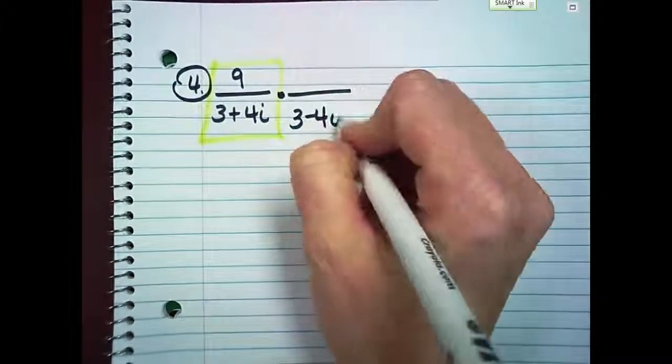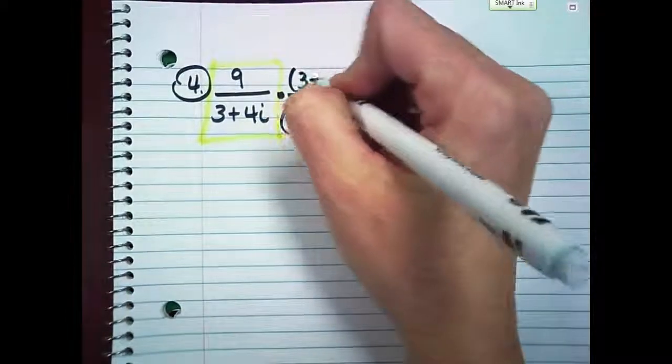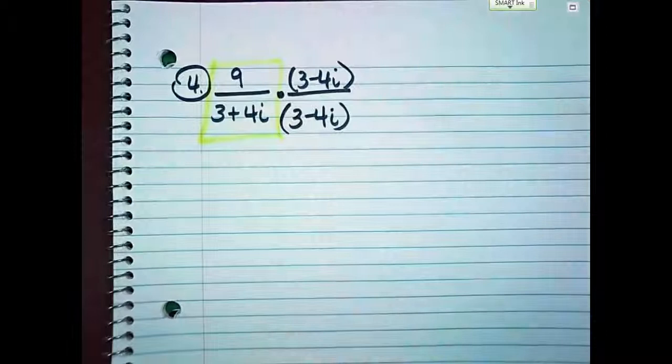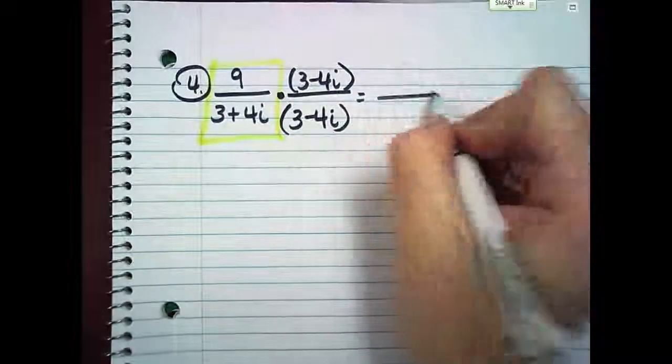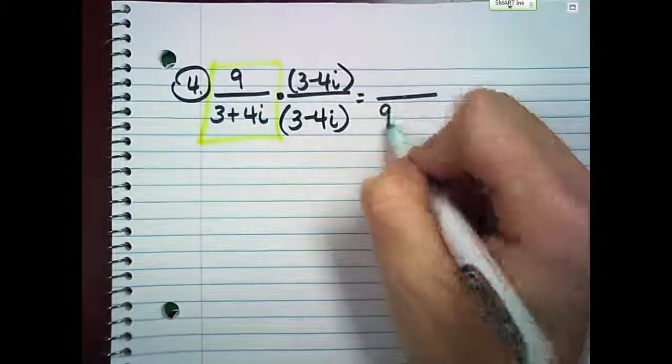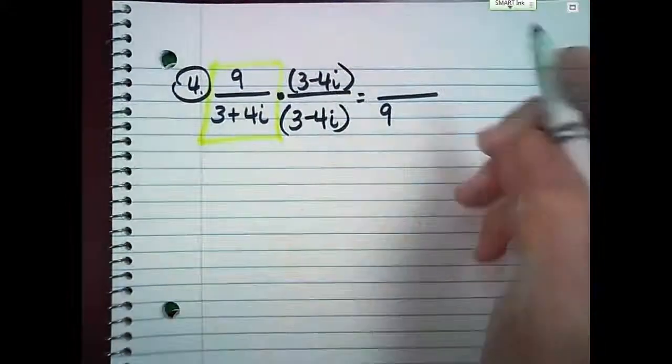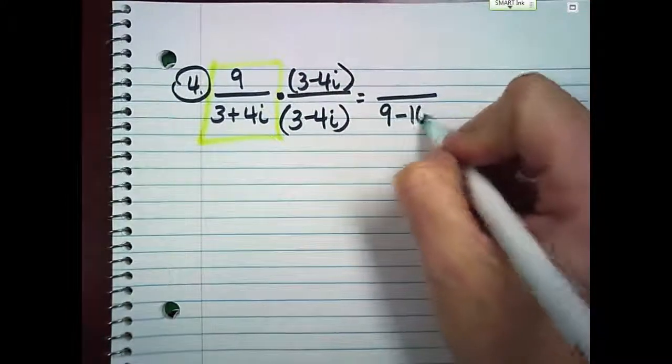You're going to multiply by the what? Again, the conjugate. So on the bottom, you're going to do 3 minus 4i. On the bottom, they're conjugates, so first and last will be the easiest. So you end up with 3 and 3 to make 9, and a 4i and a negative 4i make negative 16i squared.